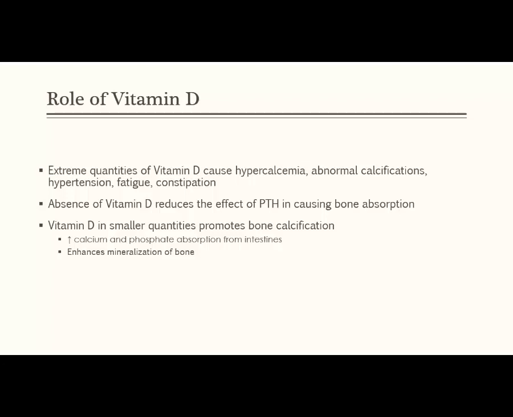When there is too little vitamin D, then PTH doesn't work very well. And so if parathyroid hormone is unable to play its part in bone, the bone will be reabsorbed in high amounts, ending up in osteopenia and osteoporosis. So in proper amounts, vitamin D promotes the calcification of bone and is really important in the absorption of calcium and phosphate from the intestines and the mineralization of bone.